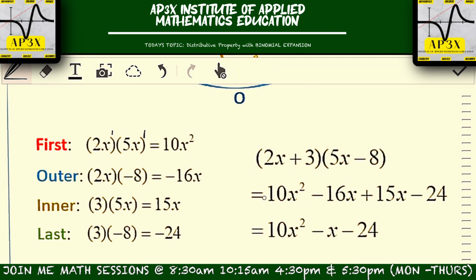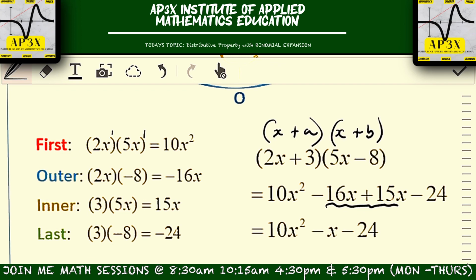Now once we have done that, we can put them all together in one straight line. So first term 10x squared minus 16x plus 15x minus 24. Usually you're going to find that, as long as the terms are written in the standard form where it's x plus a, x plus b, with the x coming first, the like terms tend to appear in the middle. So we have 10x squared minus 16x plus 15x minus 24.